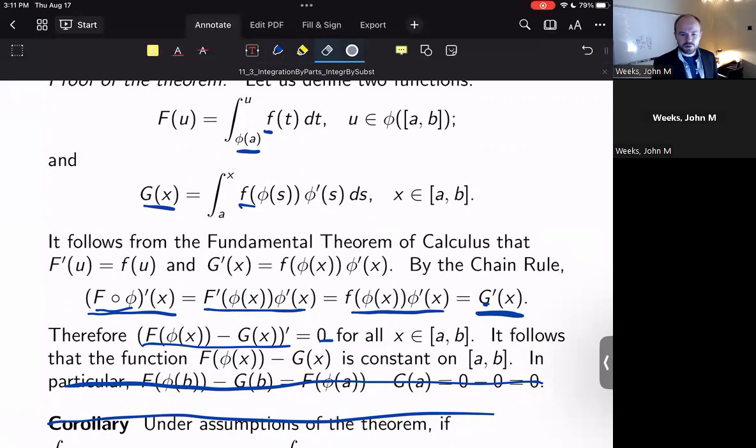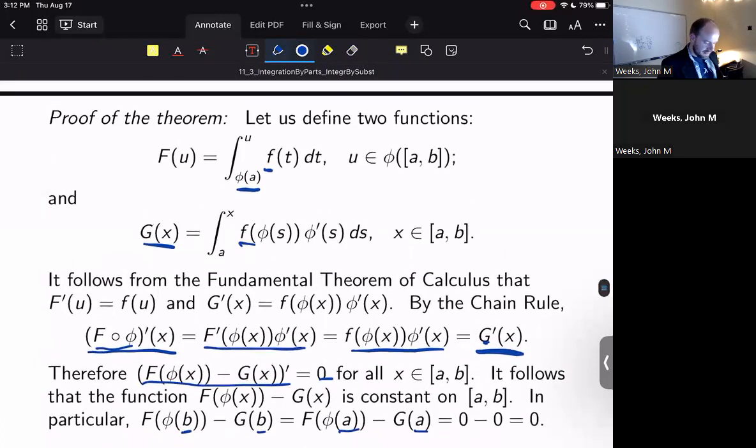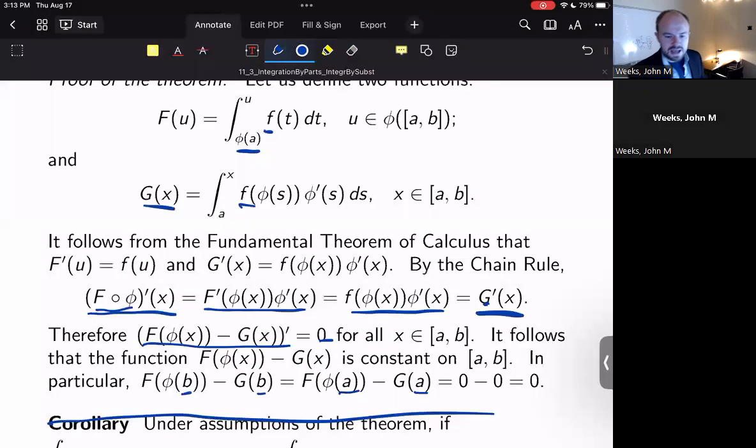Well, maybe I could go through and try and just plug in a point. If I do, I can plug in the point, for example, of b for each of these. Then that's going to give me f of phi of b minus g of b. Well, that's going to be equal to, when I go through and figure out what this is, give me a second here. Here we go.